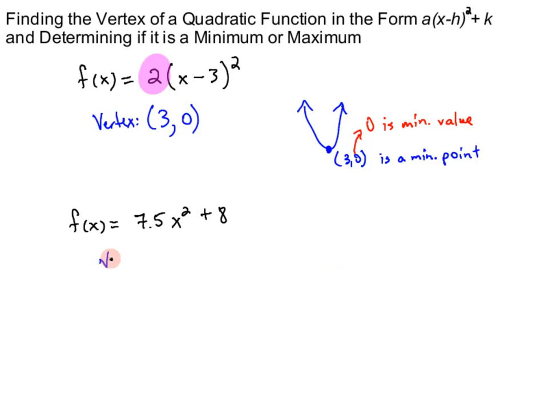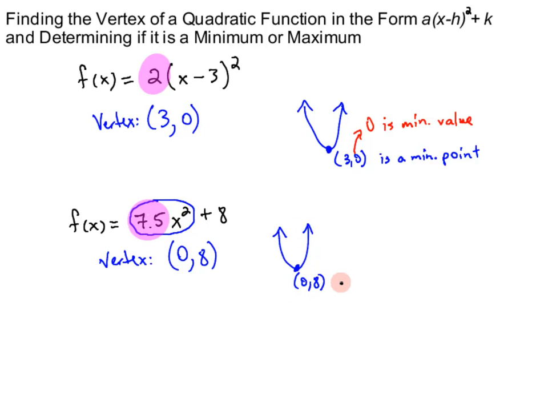Okay, in this example, for the vertex, figure out what makes the x part 0. Well, again, x isn't added or subtracted to anything, so if x is 0, x squared is 0. So the x coordinate is 0, and if x is 0, all of this is 0, so the y value would just be the 8 that's left. And since the 7.5 is positive, the parabola opens upward, and your vertex is 0, 8. So it's the lowest point, so it's a minimum point. And then the y coordinate is the lowest value it gets, so 8 is the minimum value.